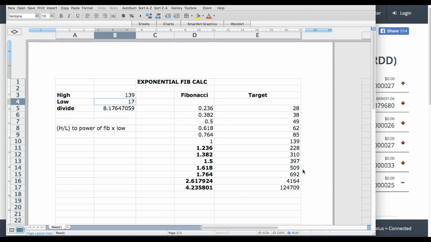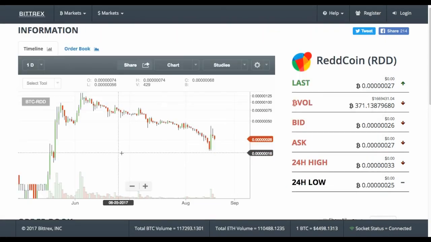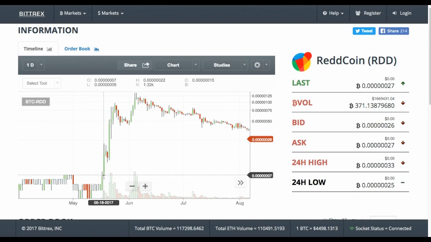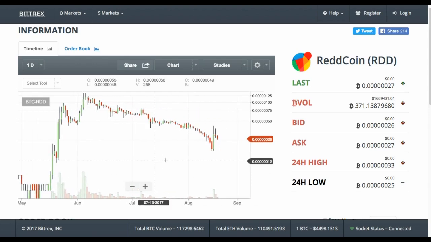So again, up target of 500. Breaking down from here, as I said, you've got that level here of about 11, and around about 7 would be the next one. And send me your comments on Reddcoin. Let me know what you think's going on with the Reddcoin team. I'll do my own analysis as well, and I may do another video eventually on Reddcoin, but more about the fundamentals, but that remains to be seen.